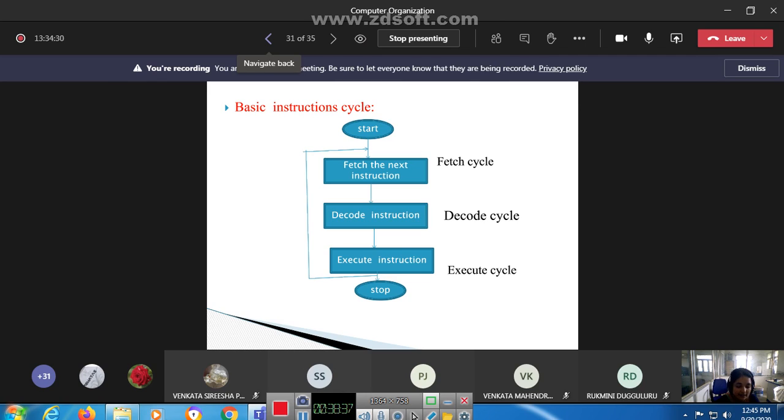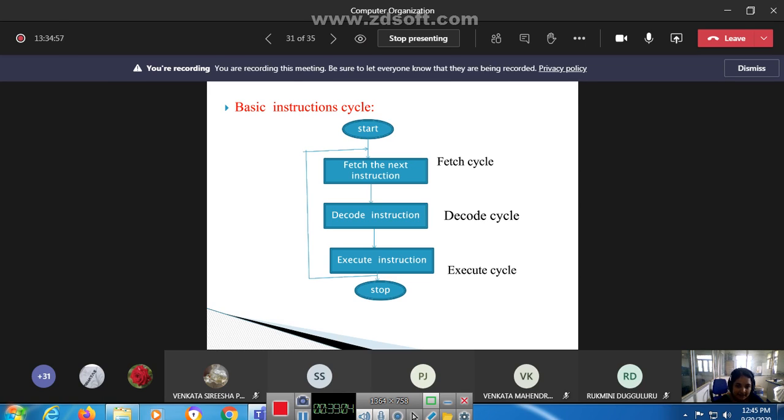Let us see how the instruction is executed. In this diagram, a complete instruction cycle involves 3 operations, that is fetching, decoding and instruction execution. These are the 3 operations we are following. Okay, so first is the basic instruction cycle. After each instruction cycle, the CPU checks for a valid interrupt request.